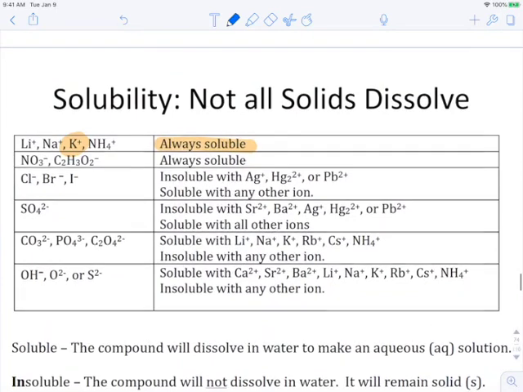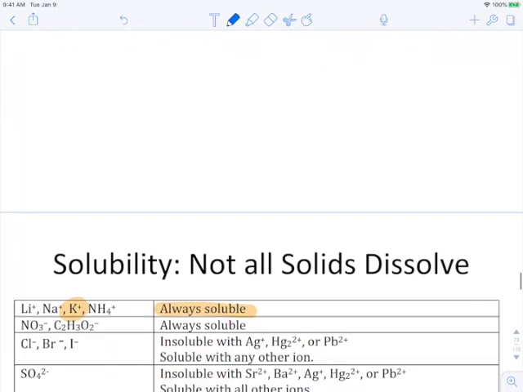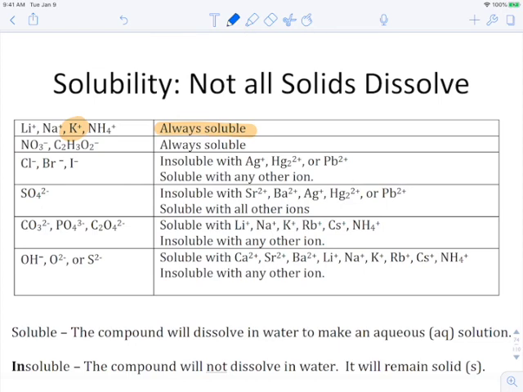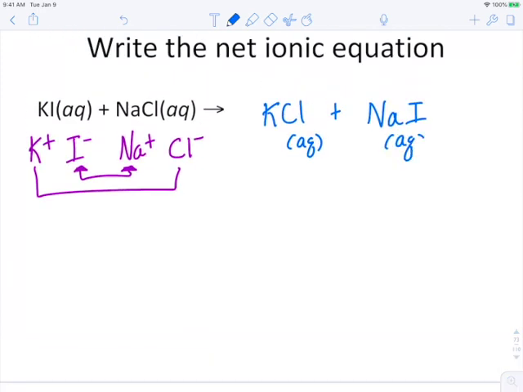All right, so next up I'm going to go to, let's see, the sodium iodide, NaI. And again, I don't need to check both of them. I can check just one. And I'm choosing to check the sodium. And it says sodium is always soluble. So that is aqueous. So any questions on how we found that they were both aqueous?